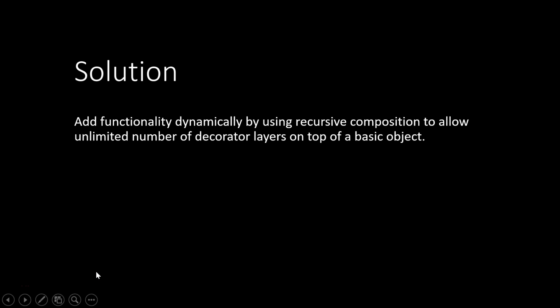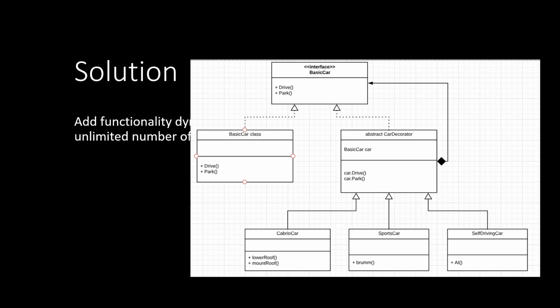The solution is to add functionality dynamically by using recursive composition to allow an unlimited number of decorator layers on top of a basic object, so a basic car in our case. Sounds like a mouthful. Let's have a look at the UML diagram to understand how we want to achieve this.